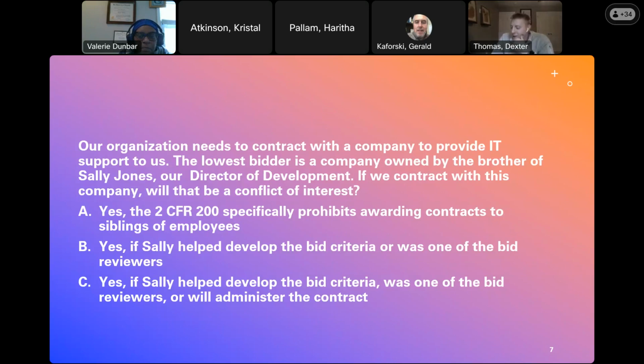The correct answer is actually C. Now, this is kind of a trick question. Although C is the answer, there's still an appearance of conflict of interest that should be avoided. If I were the head of this organization, I would award the contract to a different company, not the brother's company. Okay, let's move on here.